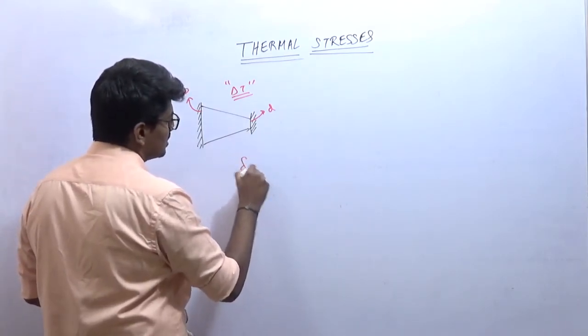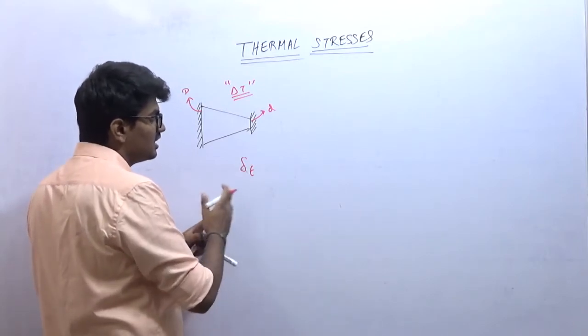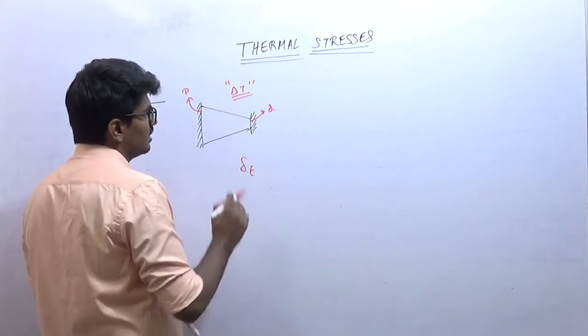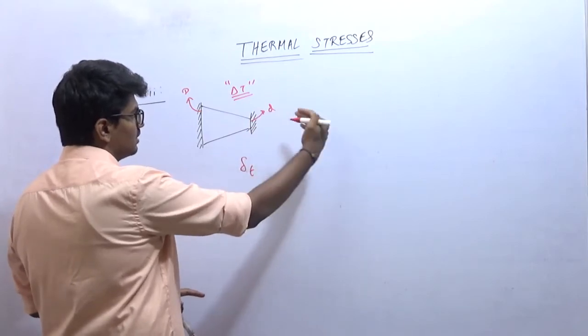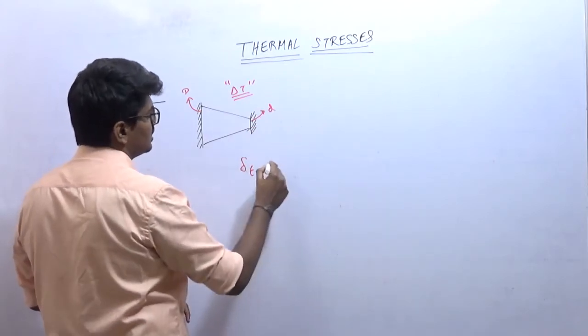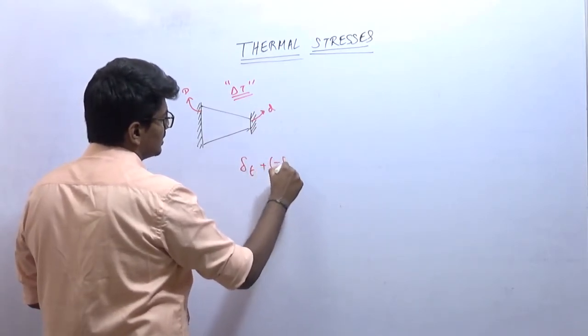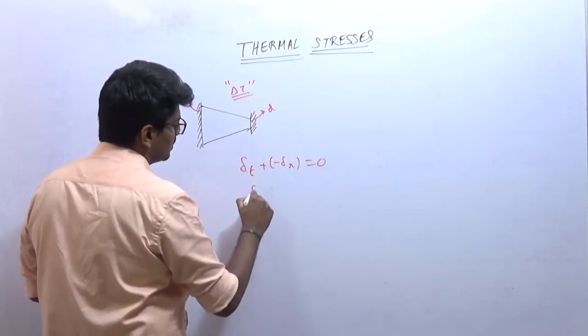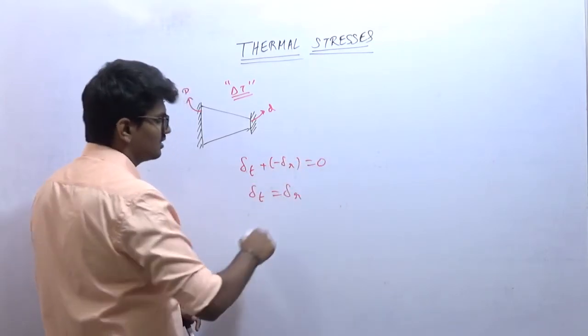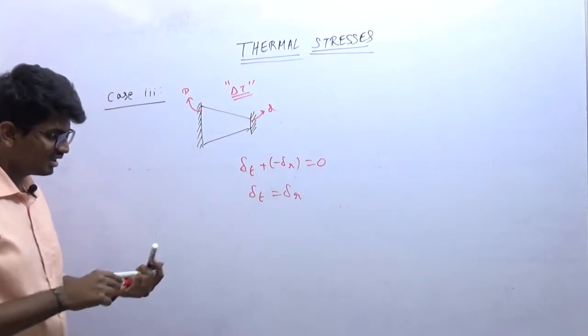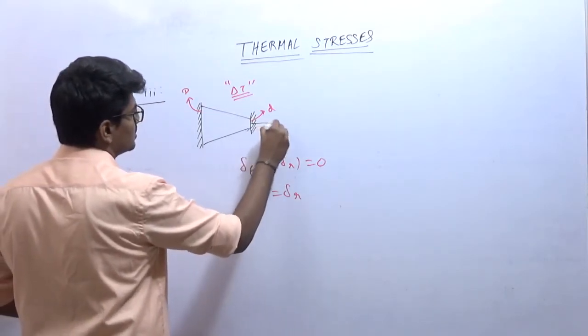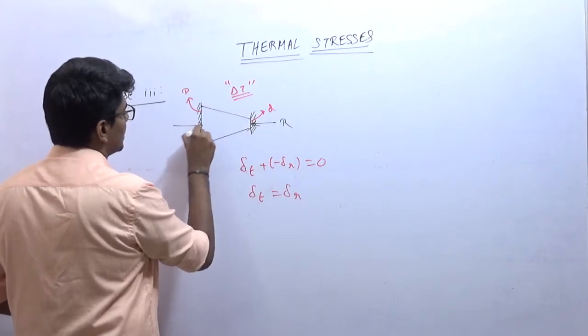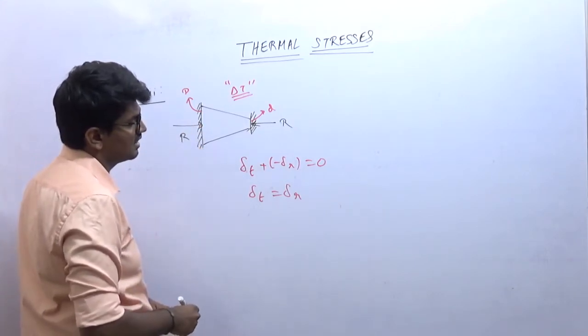So there will be free thermal expansion, but there will be resistance. There will be a reaction force, and due to that there will be a restriction: delta T minus delta R is equal to 0. So delta T is equal to delta R. I will take the reaction force which is developed here as R.